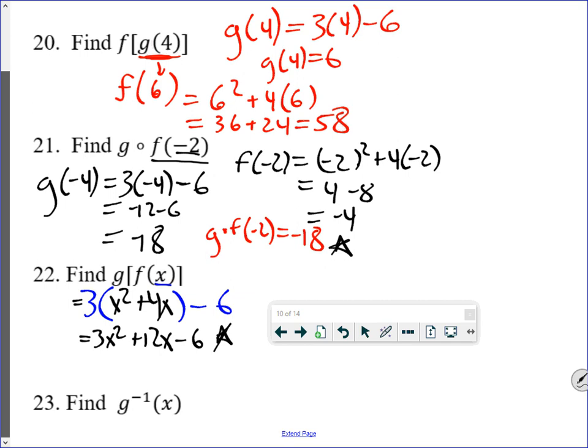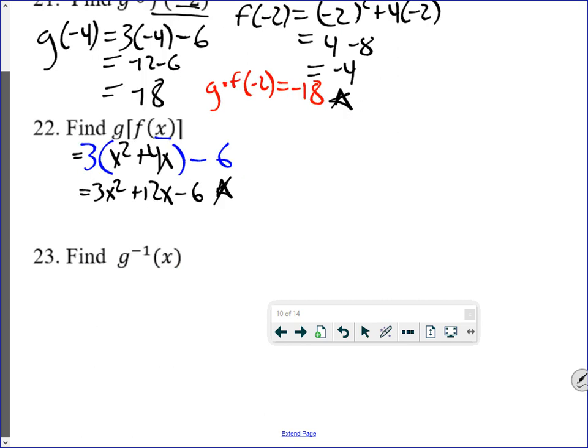3 times negative 2 squared plus 12 times negative 2 minus 6 gives me negative 18. So sure enough, it did. So for this last one, and a lot of us forgot this, this symbol here means find the inverse. Find the inverse.